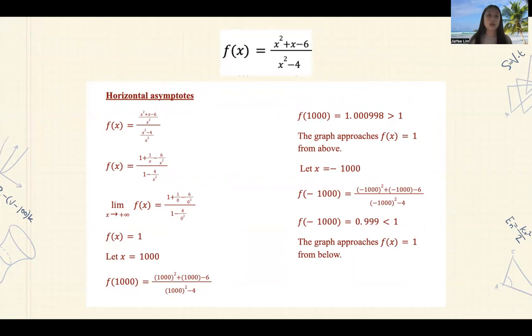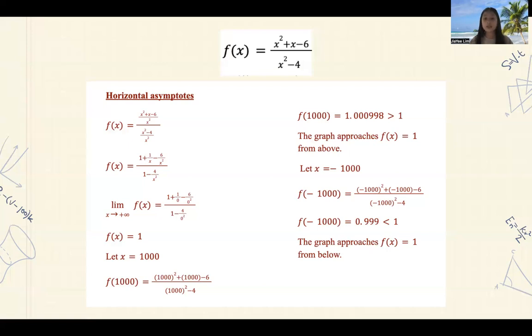So here's a worked example. To find the horizontal asymptote of this equation, first of all, the degree of the numerator and the degree of the denominator are the same. Therefore, by using the limits at infinity, we can find that the horizontal asymptote is equal to 1. After that, we substitute a very large value, 1000, into the function, and the answer is larger than the horizontal asymptote. Therefore, the graph is approaching the horizontal asymptote from above.